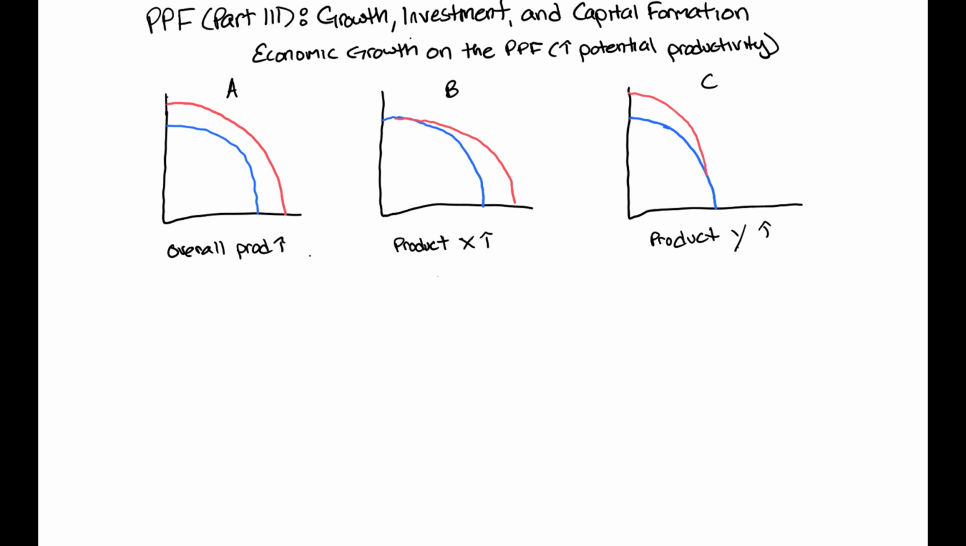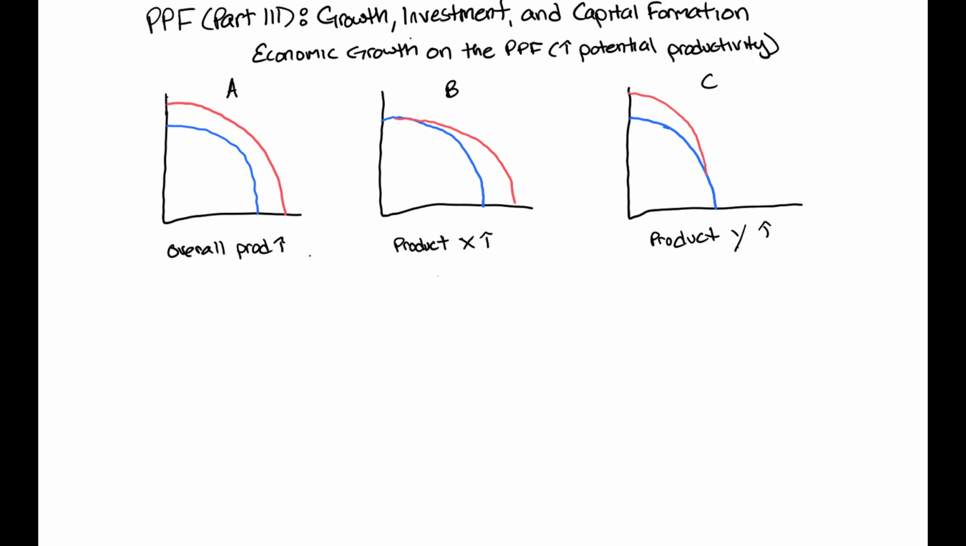So the first thing we see here is we're trying to create economic growth, and we're trying to show what economic growth looks like on the Production Possibility Frontier. And just so we're on the same page, we're defining economic growth as an increase in the economy's potential productivity. That doesn't mean your actual productivity is necessarily going up, but your potential to produce is. Now, on the AP exam, there's three different ways that an increase in potential productivity can possibly look, and I have them labeled here for you as A, B, or C.